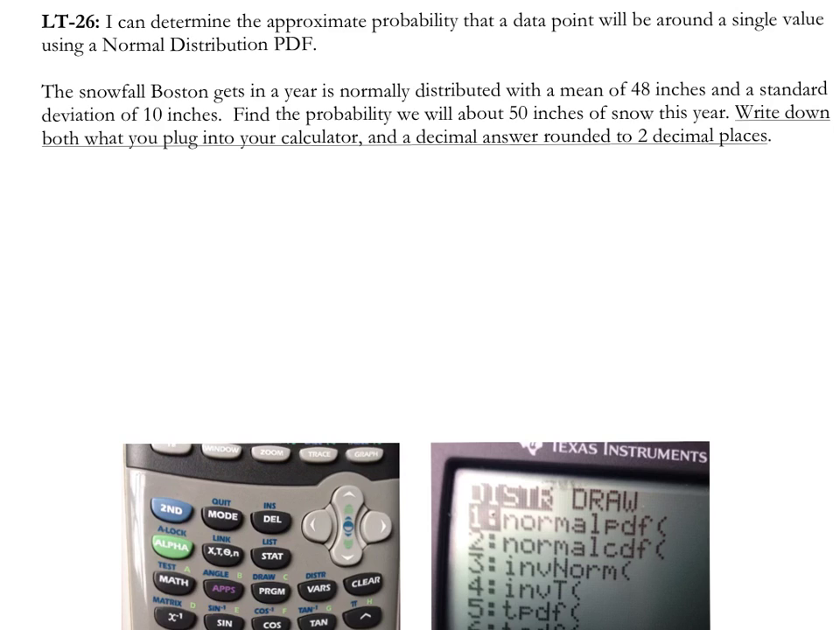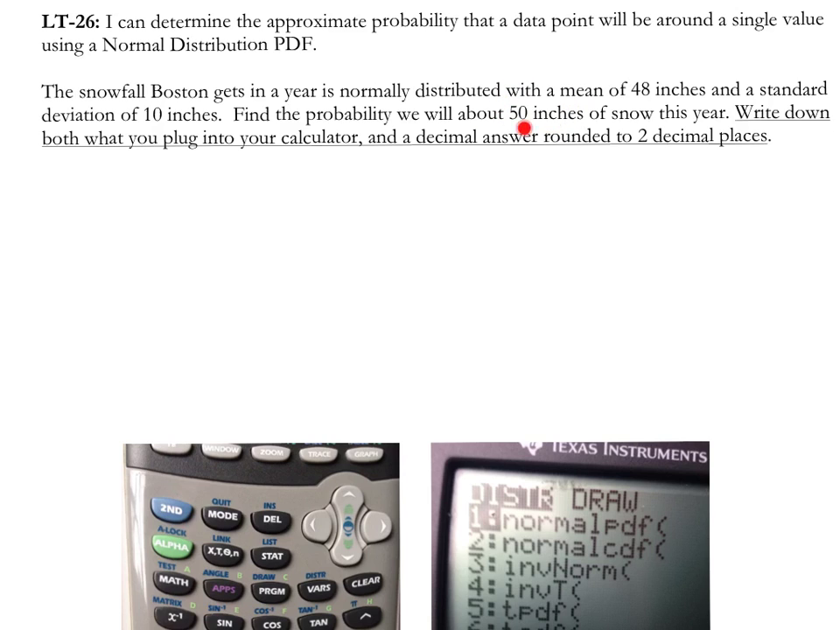In this problem, the snowfall Boston gets in a year is normally distributed with a mean of 48 inches and a standard deviation of 10 inches. Find the probability that we will get about 50 inches of snow this year. It says to write down both what you plug into your calculator and a decimal answer rounded to 2 decimal places. I can tell that I should use normal PDF here because I'm looking for a probability that a data point will be around a single value.